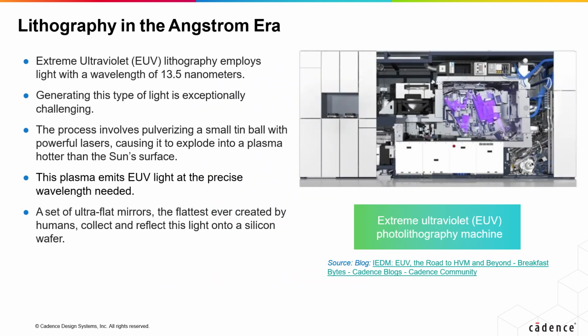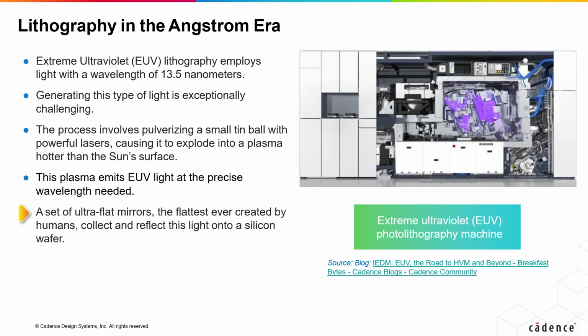An EUV, extreme ultraviolet, is one of the steps in the lithography process for the stenciling of the chips. The extreme ultraviolet (EUV) lithography employs light with a wavelength of 13.5 nanometers. Generating this type of light is exceptionally challenging. The process involves pulverizing a small tin ball with powerful lasers, causing it to explode into a plasma hotter than the sun's surface. This plasma emits EUV light at the precise wavelength needed.